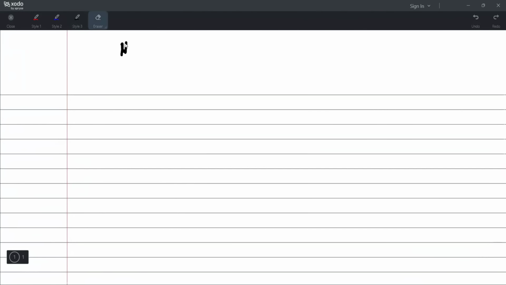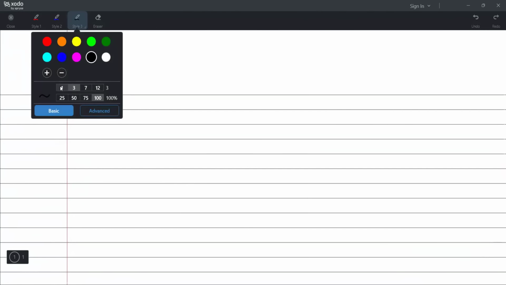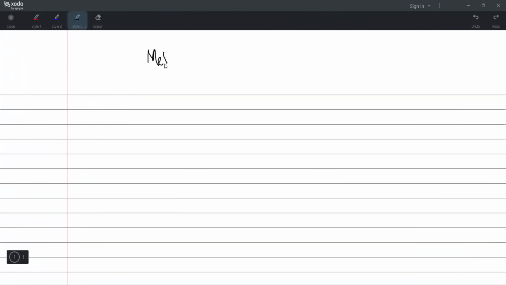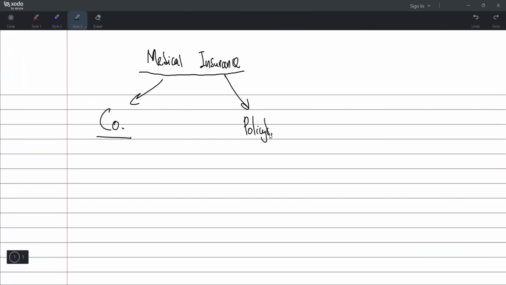Oh my god, why so thick? Okay, so medical insurance. The steps that you have to memorize, you have to remember. Sometimes they will ask for the cost the company is going to pay, and sometimes they will ask for the cost borne by the policy holder. If they ask for the cost borne by the company, what do you do?